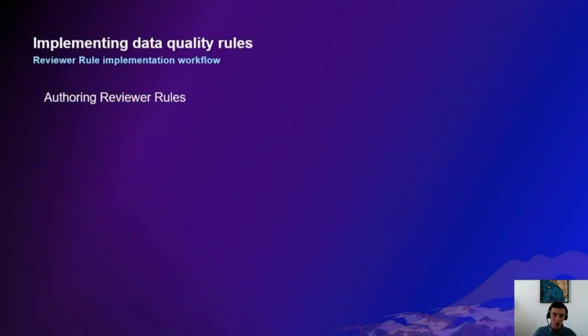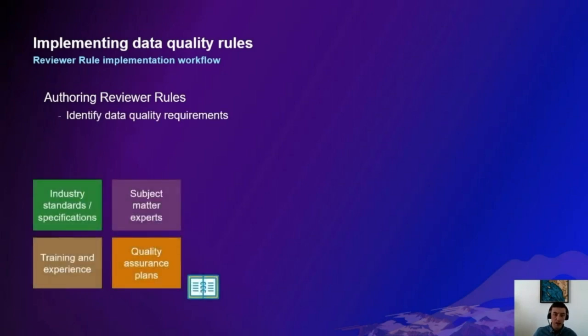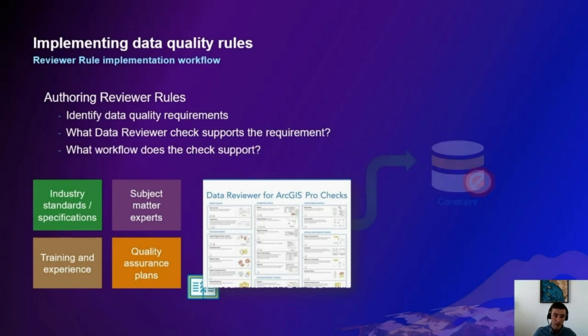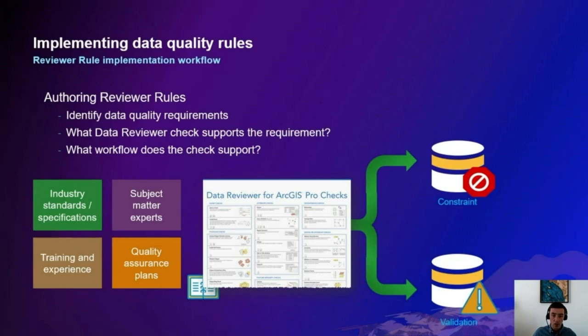Implementing Data Reviewer attribute rules is typically a three-step process. First, you would identify and document your data quality requirements. Now, these typically come from sources such as industry standards or subject matter expertise and are documented in your organization's quality assurance plan. After the requirements are established, you need to select which Data Reviewer check would satisfy these requirements. The Data Reviewer checks poster is a great place to compare the functionality of each check. And finally, you would consider whether a constraint or validation workflow would best suit your requirements.